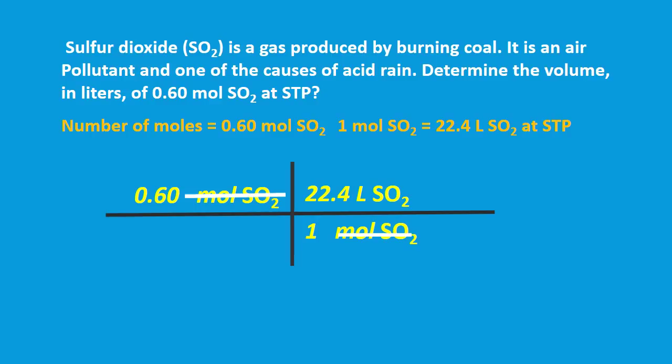But we have to show our units in terms of our dimensions. That's the important thing that we need to remember here. We always need to show our units. And that would give us 13 liters of sulfur dioxide.